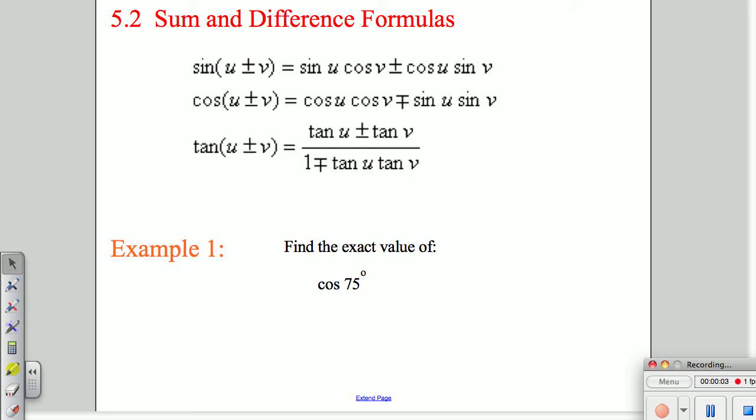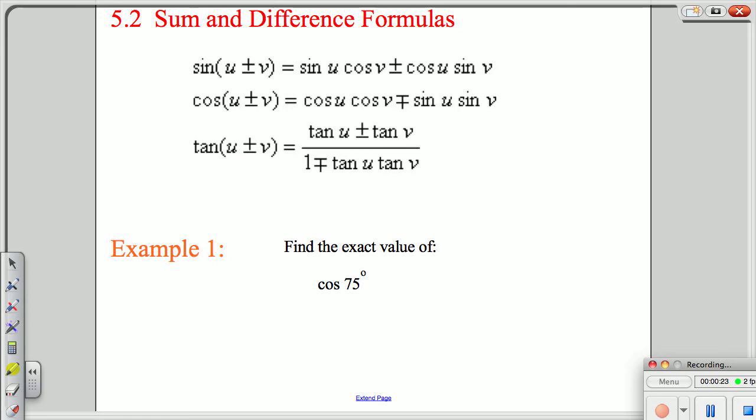This is 5.2, the sum and difference formulas, and this is video part 1. Now, you'll notice that right off the bat we have 3 formulas for sine, cosine, and tangent of a sum and a difference. These formulas are actually 6 formulas. You'll notice that they're both 2 in 1.